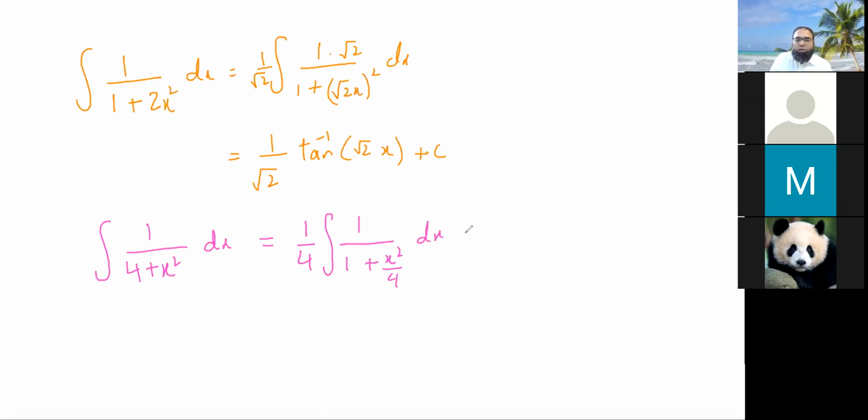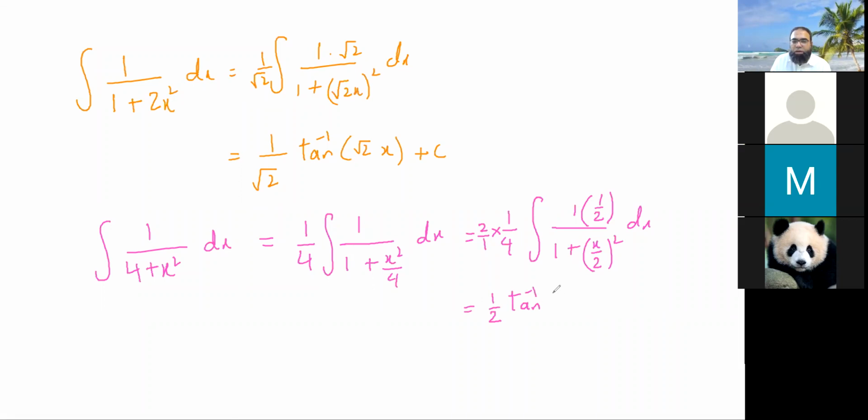So now this will be 1 over 4, and this is 1 plus x over 2 whole squared, okay? So what is the derivative of x over 2? That is 1 over 2. So if I multiply this by 1 over 2, I'll divide it by 1 over 2, which means I'll just write 2 over 1 here. Okay, so this is going to be half into tan inverse of half x plus c.